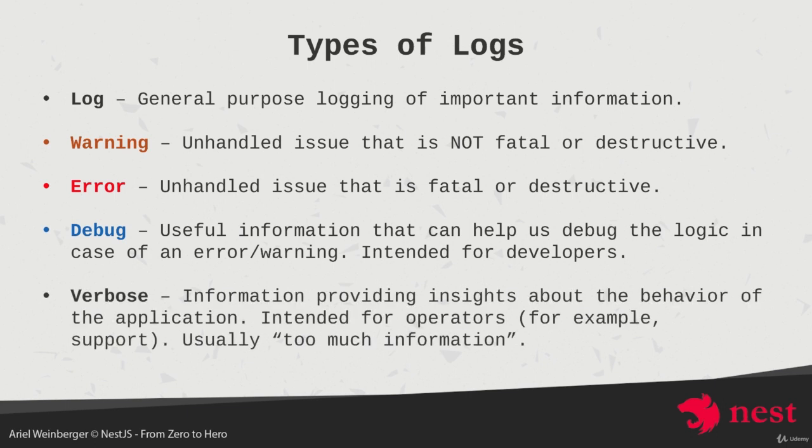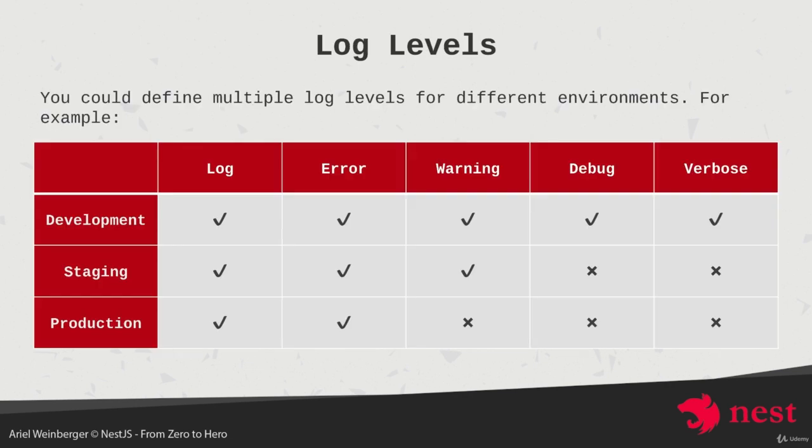And finally, we have the verbose type, information providing insights about the behavior of the application. This is intended for operators such as support. This is usually considered too much information. So for example, when creating a task, you could log a DTO and the username of the creator. So it's important to mention that this is just an example, the thing you're seeing here, and you should, of course, use what works best for your project. But in general, you could define multiple log levels for different environments. For example, as I show here in this table.